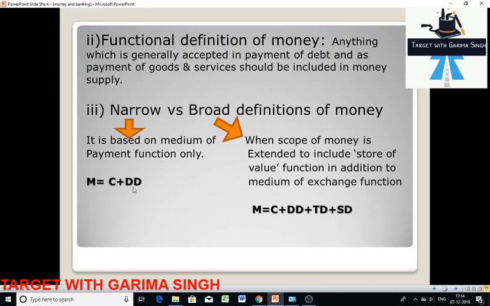Anything which is used as a medium of payment is included in the narrow definition of money. What is broad? It is the broad definition of money when the scope of money is extended to include the store of value function in addition to medium of exchange. Its symbolic formula is C plus DD plus TD plus SD. C stands for currency, D is demand deposit, both included in narrow money. Then TD is time deposit. SD is saving deposit at bank and post office. Also included in broad money because such financial assets have a high degree of moneyness and are close substitutes of currency.